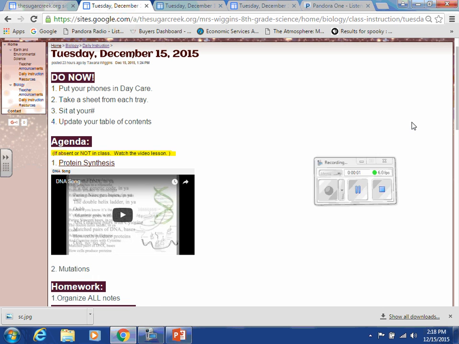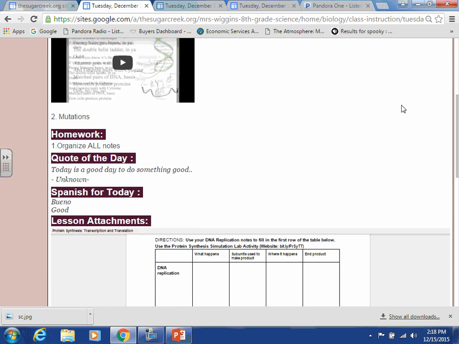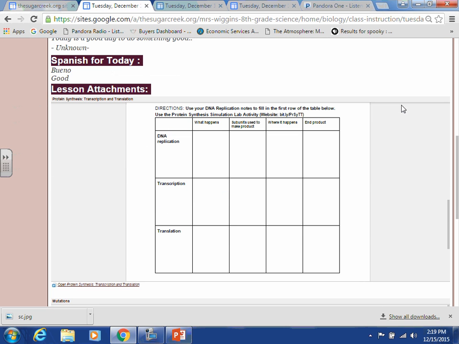On your notes from yesterday, you actually had your sheet that looked like this. Really quickly, what happens during DNA replication? DNA is copied. You should have that. And it's changed to RNA. DNA is copied. That's the only thing that happens during DNA replication.